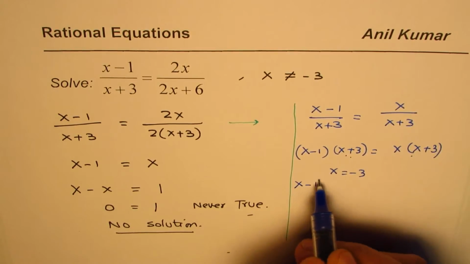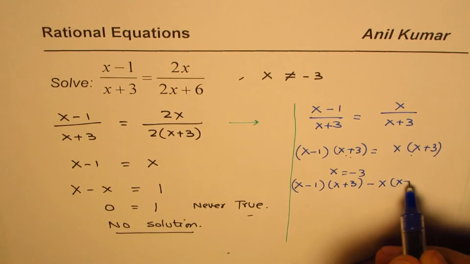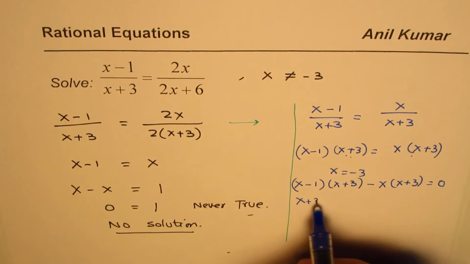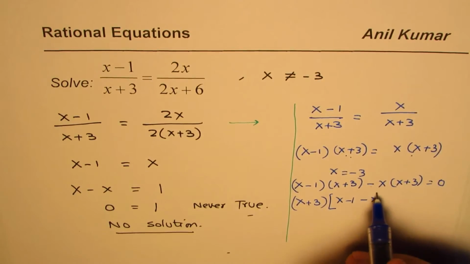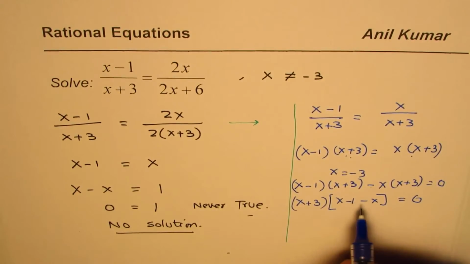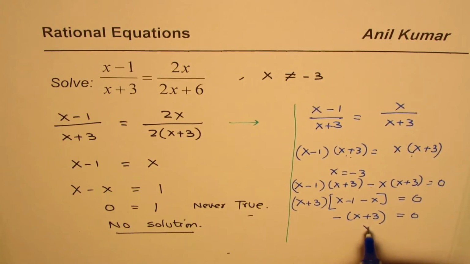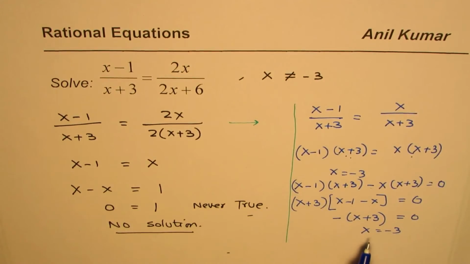We could write this as (x - 1)(x + 3) - x(x + 3) equals 0. Taking x + 3 common, you will get (x - 1 - x) equals 0, and that is -(x + 3) equals 0, and from here x equals -3 becomes your solution. Remember, this is not a part of your domain, and therefore you cannot treat this as your solution, right?